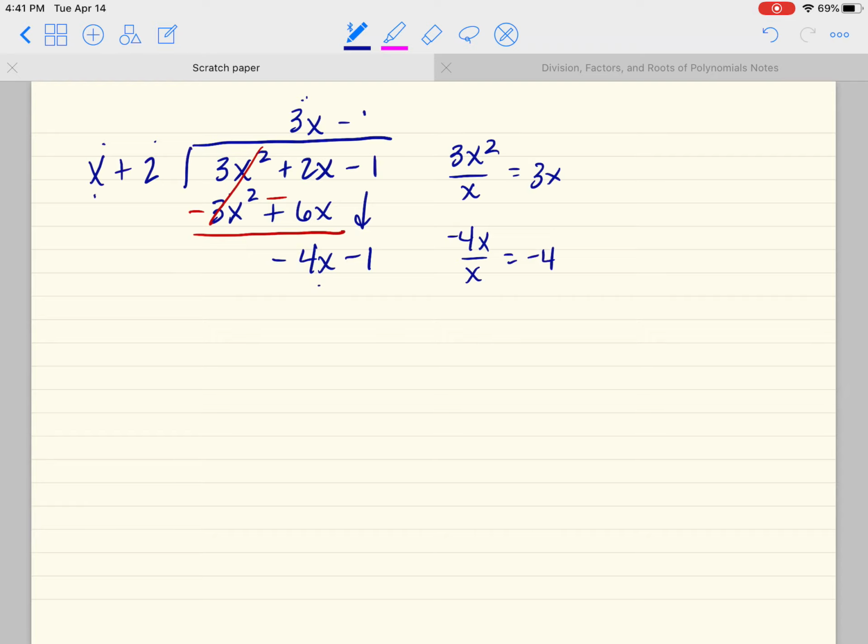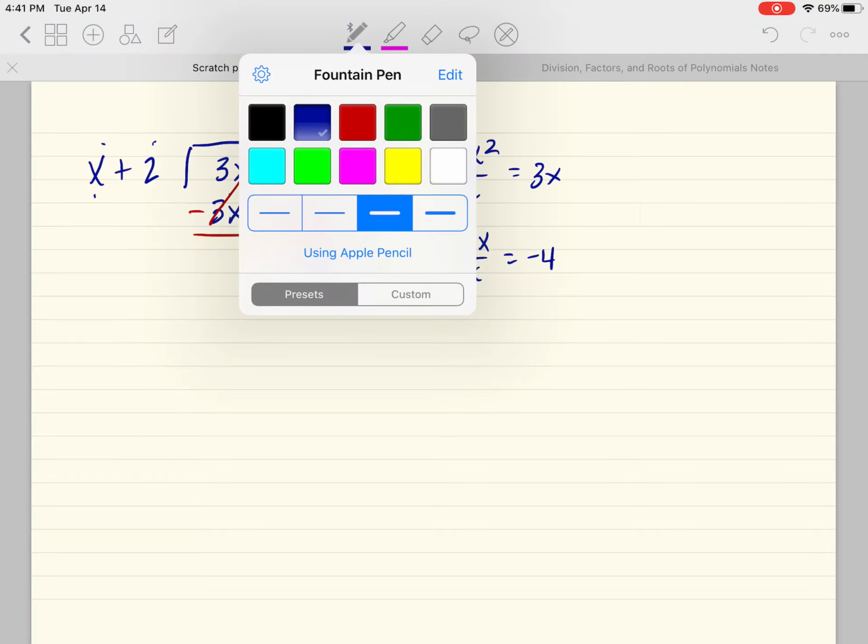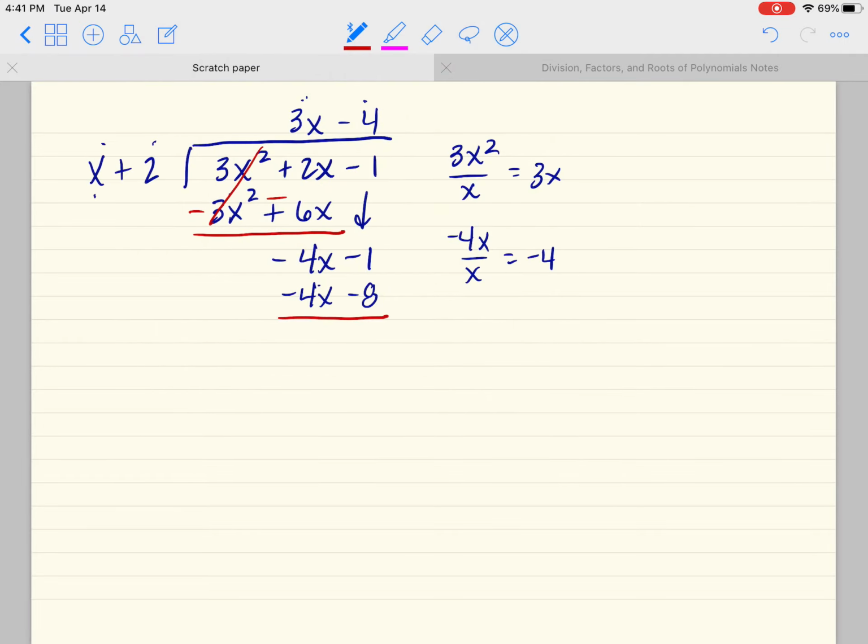First term divided by first term. So negative 4x divided by x gives me a negative 4. So negative 4 is going to go up here. I'm going to multiply. Negative 4 times x is negative 4x. Negative 4 times 2 is a negative 8. I have to subtract, so I'm going to draw my line here. Subtract, subtract, double negatives make these positives. So those will cancel, and then negative 1 and positive 8 makes my remainder 7. So I end up with 3x minus 4 plus 7 over x plus 2.